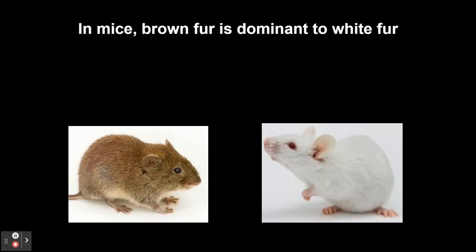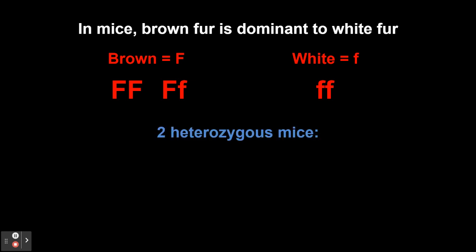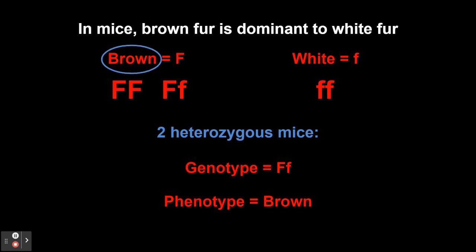Now, in this case, brown, we're saying is dominant to white. So we're going to give the dominant allele to the brown and the recessive to the white. So both homozygous dominant and heterozygous could give me a brown mouse. And homozygous recessive is the only way to get a white mouse. So if I cross two heterozygous mice, their genotype would be that, and their phenotype would be brown.